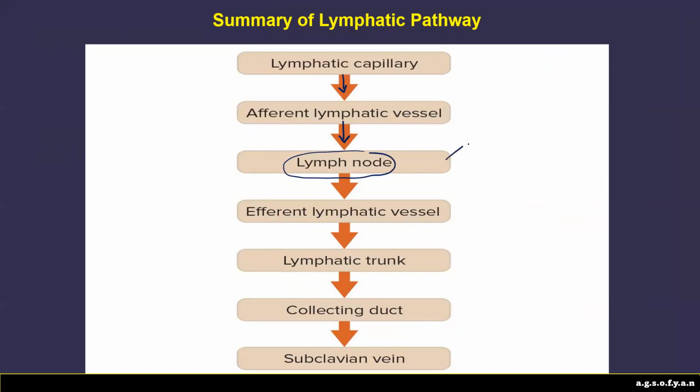And in the lymph node, okay, there will be T cells, macrophages, that will destroy the foreign materials, including viruses and bacteria. So this is kind of a killing field for some microorganisms. And then from lymph nodes, the efferent lymphatic vessels will go out. Okay, it's going to be bigger than the afferent.